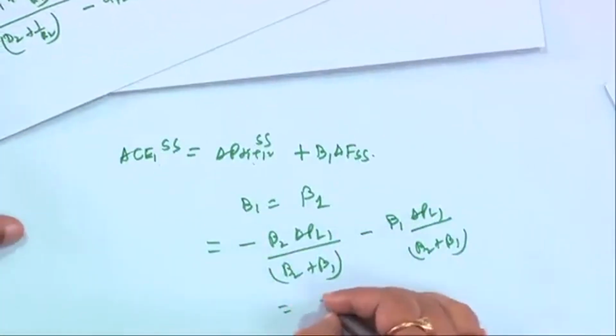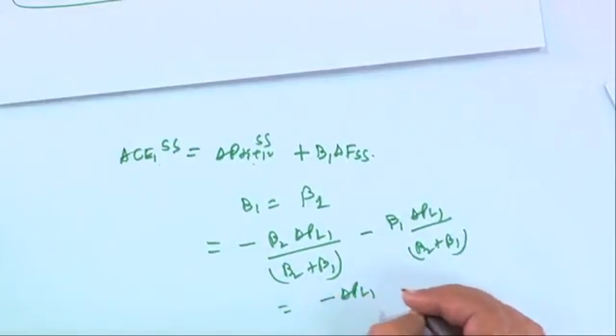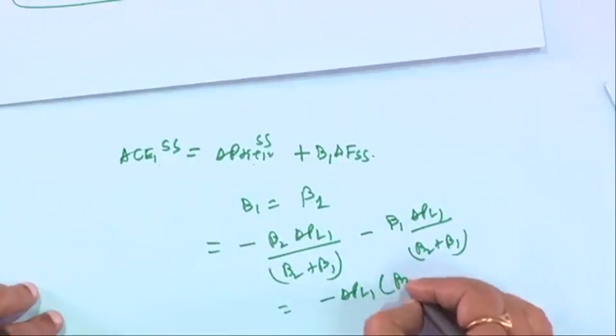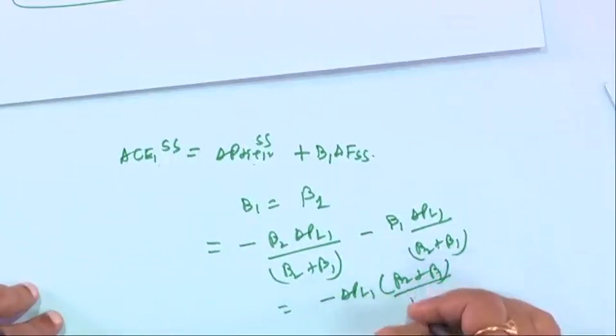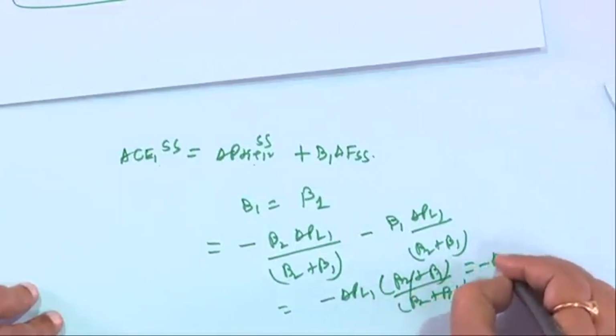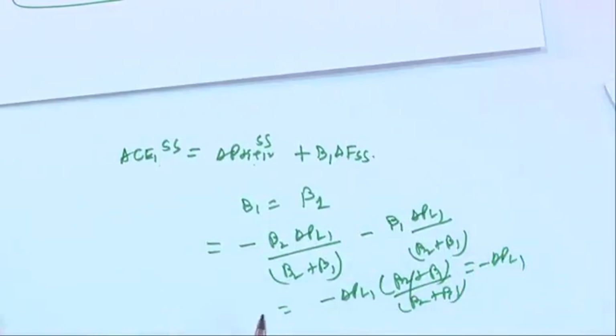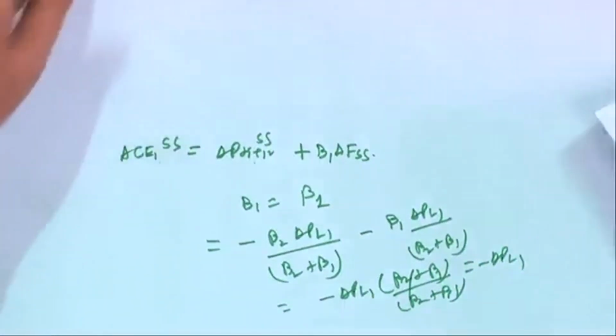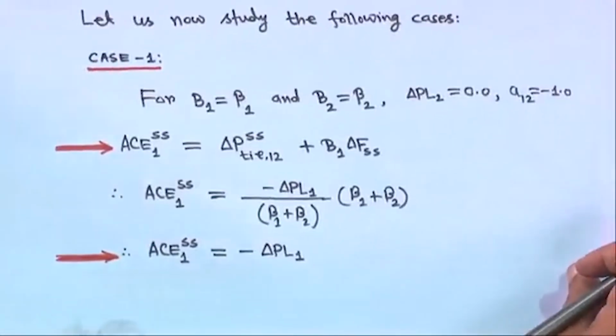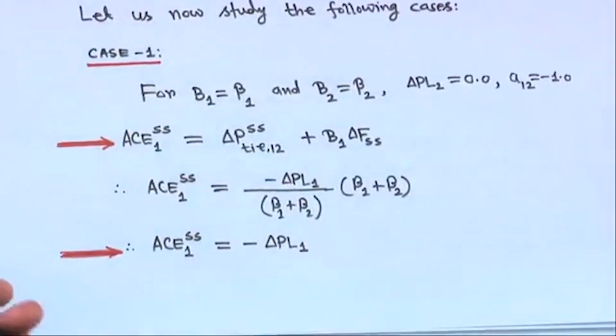So, that means if you take minus delta PL1 common, then beta 2 plus beta 1 by beta 2 plus beta 1 will be cancelled, and it will become minus delta PL1. That is why here we are writing that AC1 SS, after putting this, is minus delta PL1.